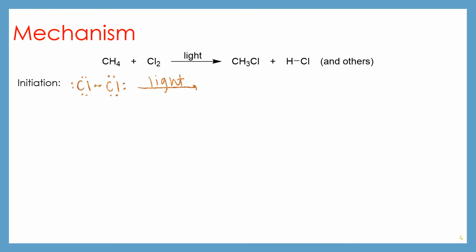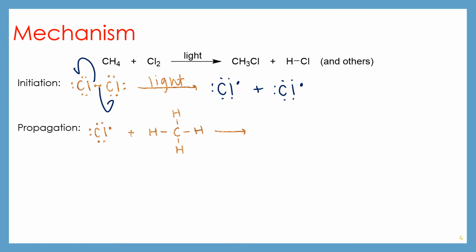So in the first step, which is initiation, the halogen molecule is going to break apart to form two equivalents of radical. This first step is called initiation because we are creating the radicals and initiating the reaction. The next step is propagation.